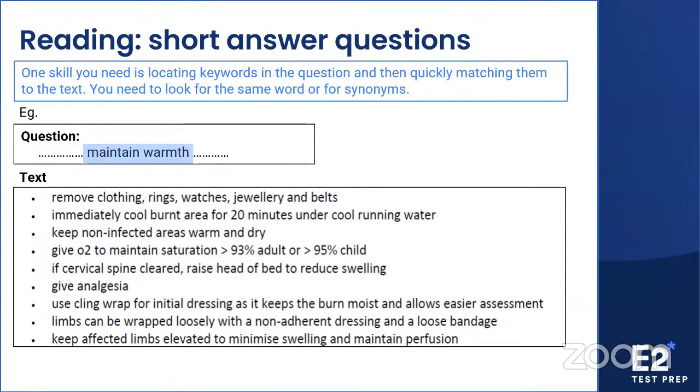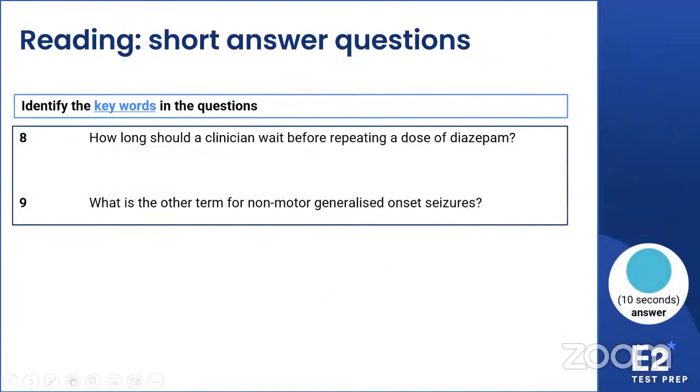So here, what is a synonym for maintain warmth in this text? We've just got a short version of it here, maintain warmth, and a synonym for that. Well, it is there: keep non-infected areas warm and dry. Maintain is synonymous with keep, and warmth and warm, well, they're just different forms of the same word.